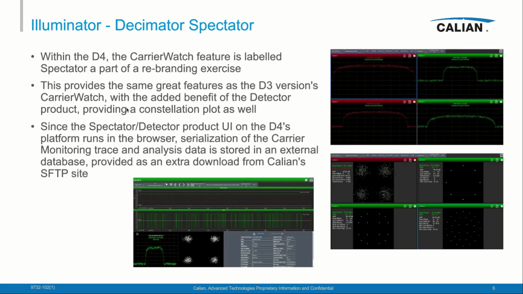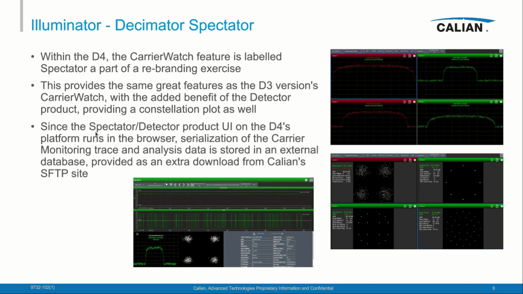On to the D4. The Carrier Watch feature is labeled Spectator as part of a rebranding exercise. Again, you can see the picture on the right. It looks very much the same. This provides the same features as the D3 version of Carrier Watch with the added benefit of the Detector product, which provides you the constellation plot as well.